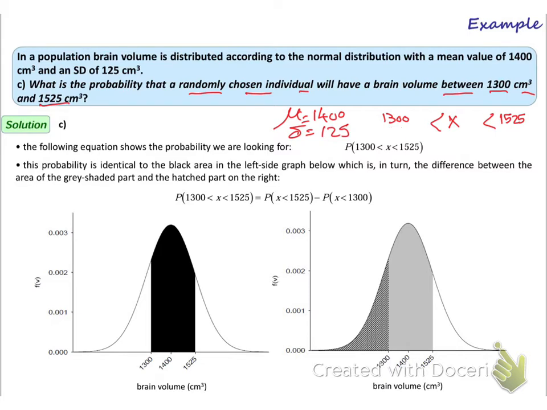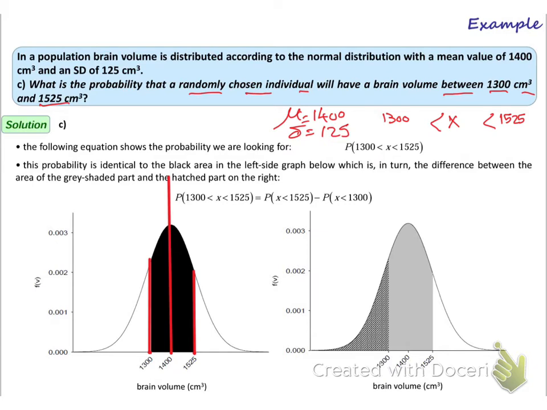So how can I deal with this? As I said, we need to convert it. If we plot this graph, this is the mean, which is at 1400, and I want to get the area between 1300 and 1525. So it has to be this shaded area. I cannot calculate this area directly; I have to convert it into the standard normal distribution, so I have to do some standardization.